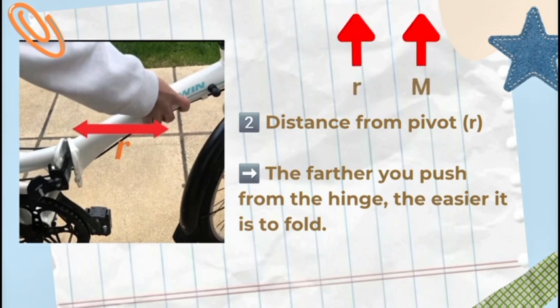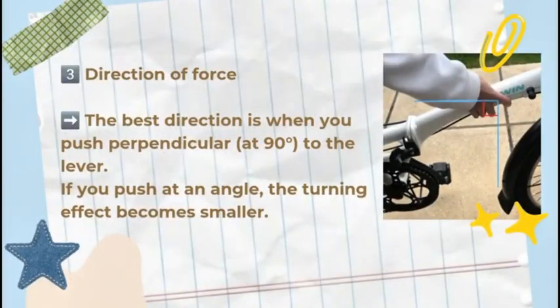The farther you push from the hinge, the easier it is to fall. For example, if the lever is long, you need less force to fold the bike. If it is short, you have to push harder. Thus, when R is increased, the moment will also increase. The last factor is direction of force. The best direction is when you push perpendicular at 90 degrees to the lever as shown in the picture on the right. If you push at an angle, the turning effect becomes smaller.